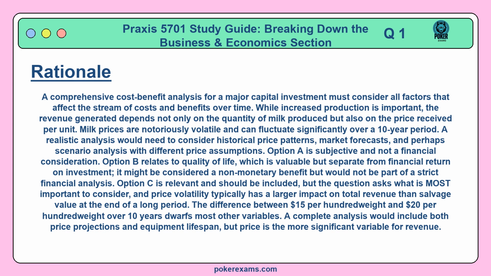Option A is subjective and not a financial consideration. Option B relates to quality of life, which is valuable but separate from financial return on investment. It might be considered a non-monetary benefit, but would not be part of a strict financial analysis. Option C is relevant and should be included, but the question asks what is most important to consider, and price volatility typically has a larger impact on total revenue than salvage value at the end of a long period. The difference between $15 per hundredweight and $20 per hundredweight over 10 years dwarfs most other variables. A complete analysis would include both price projections and equipment lifespan, but price is the more significant variable for revenue.